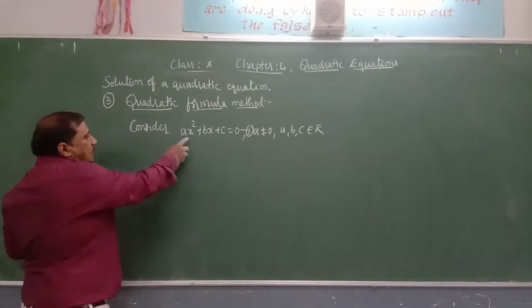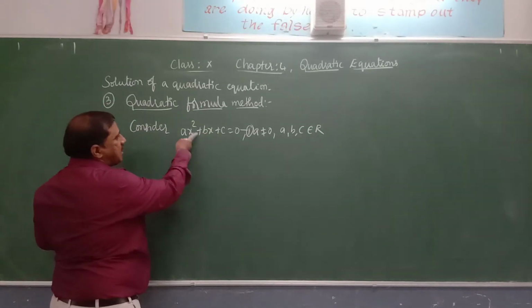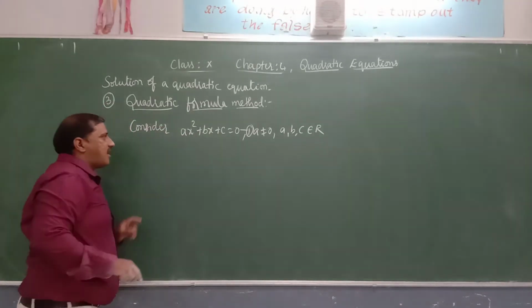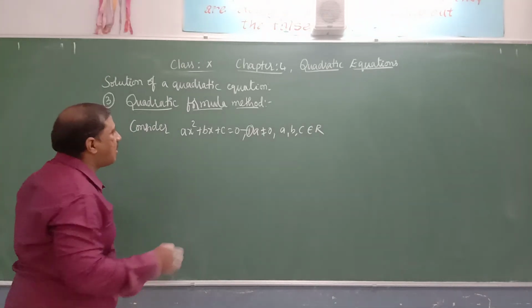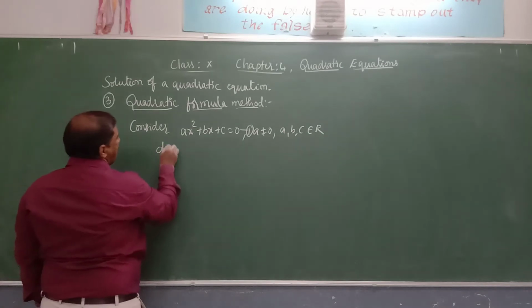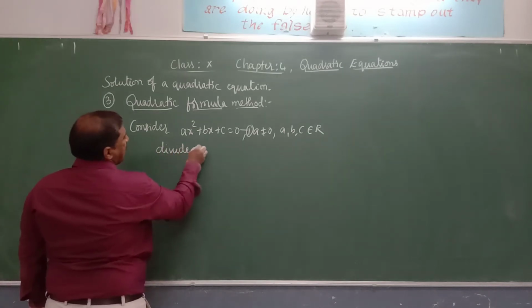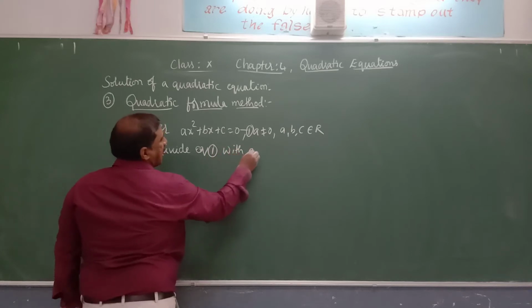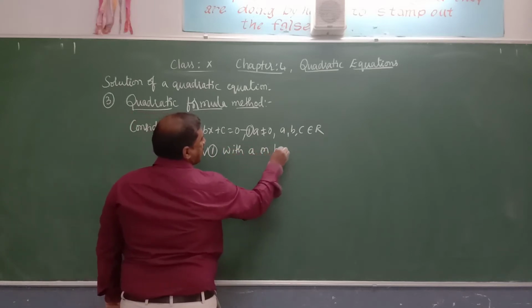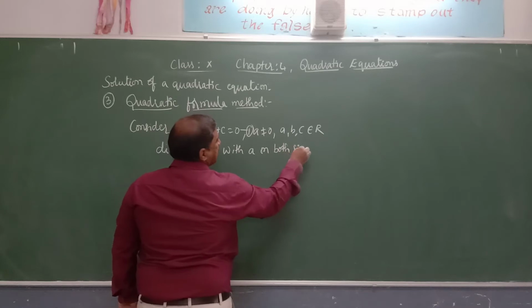So for that, the first step is to make the coefficient of x square as 1. Divide the whole equation with a. So now divide equation 1 by a on both sides.